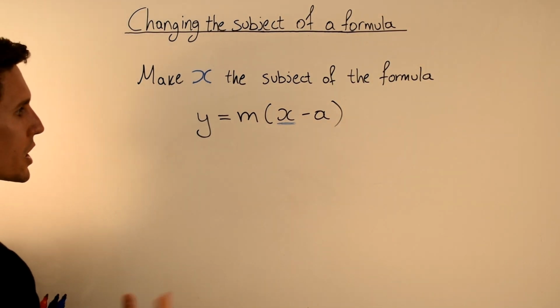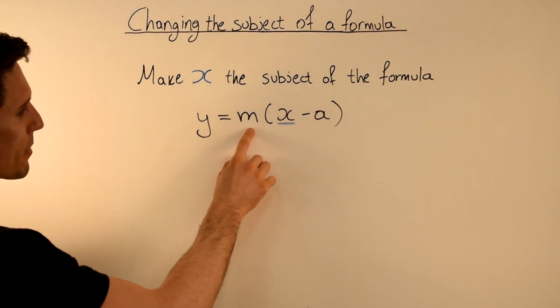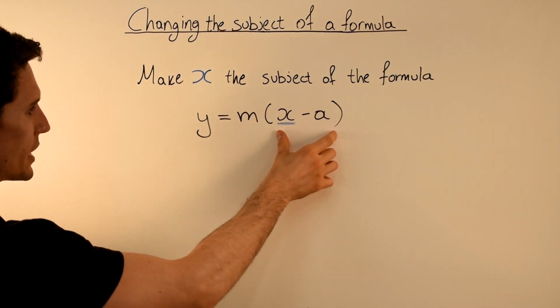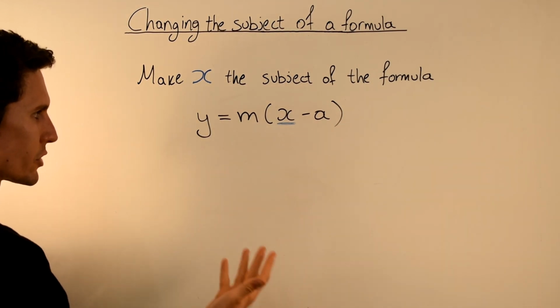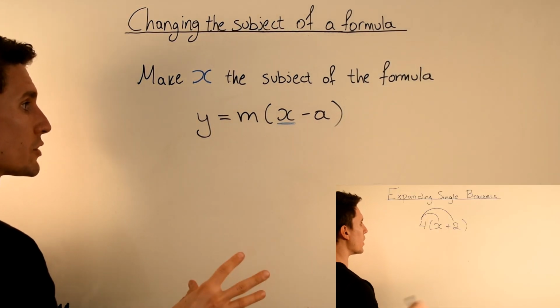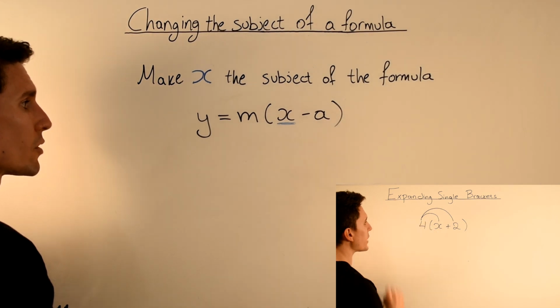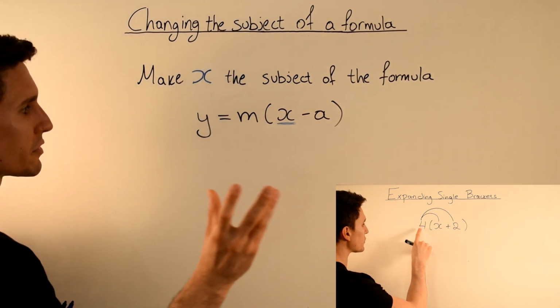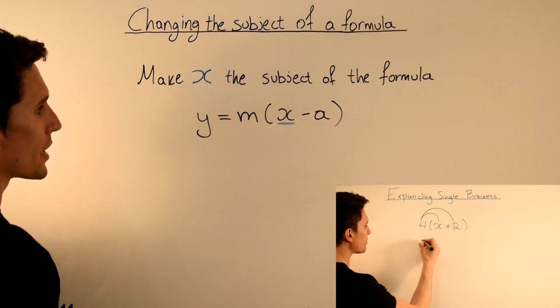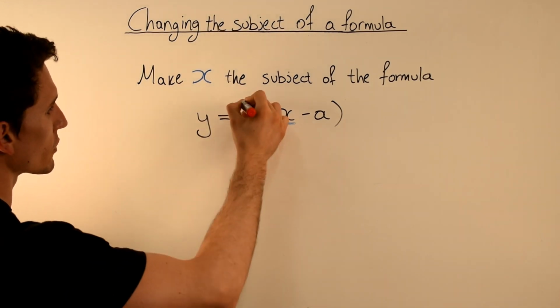Now notice here we have y equals m times (x minus a). So this involves expanding single brackets. If you don't know how to expand single brackets, feel free to click on the link in the description below. We've created a video just on that. Now let's go ahead and expand our single brackets right here.